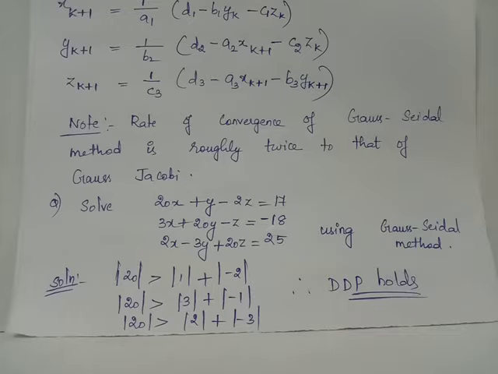Let us solve a problem using Gauss-Seidel iterative method. We have been given a system of linear equations. The diagonal coefficients are 20, 20, 20.